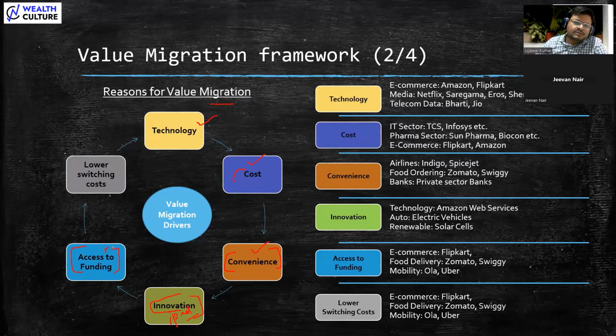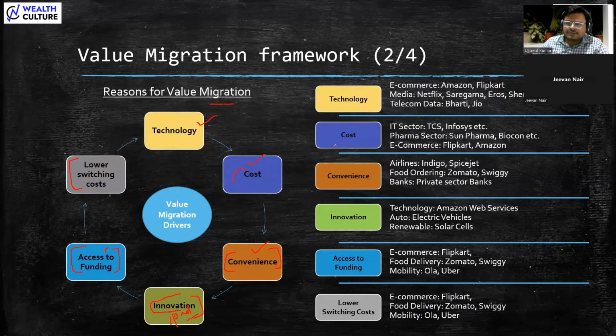Whether these are investable businesses or not, it's a very different question. And most likely, you will see in all of these situations there will be low switching cost. So it's very easy for the customer to just pick this option versus that option, right? And in some of these, you will see multiple factors. So it could be technology plus innovation plus cost plus convenience plus access to funding plus lower switching costs. I mean, the perfect value migration is one where you can find all of these six traits, right? And in some cases, you will find maybe just two of them or three of them.